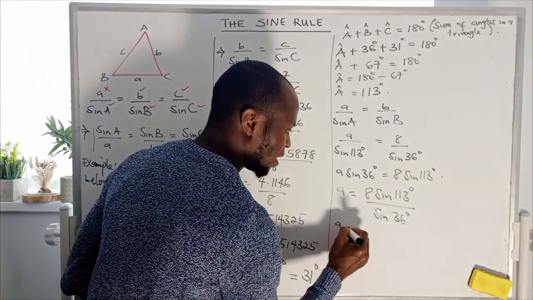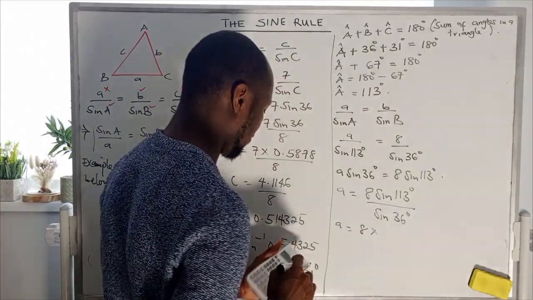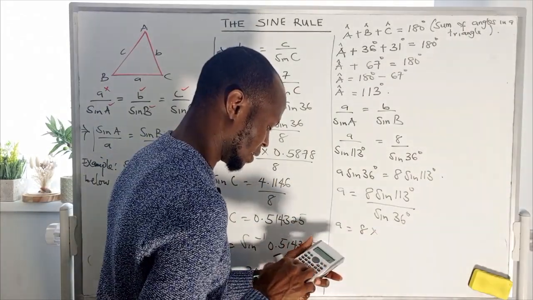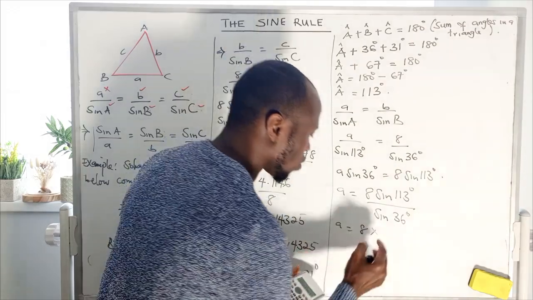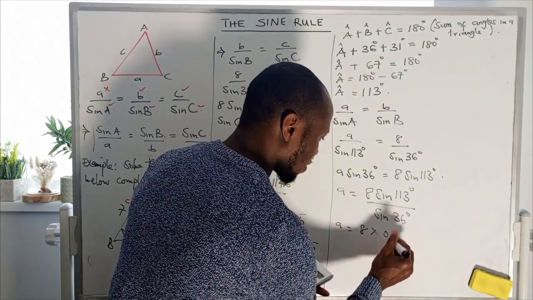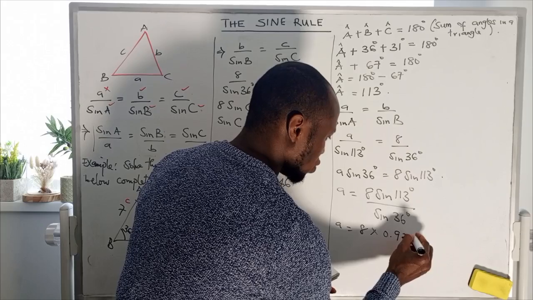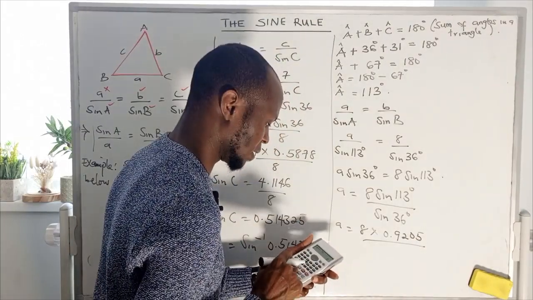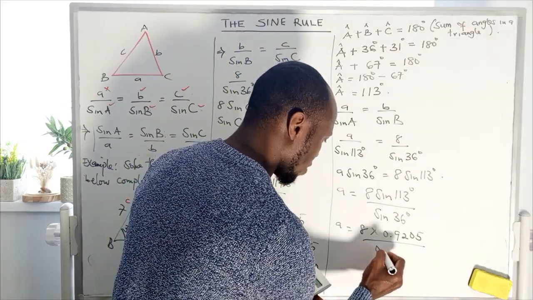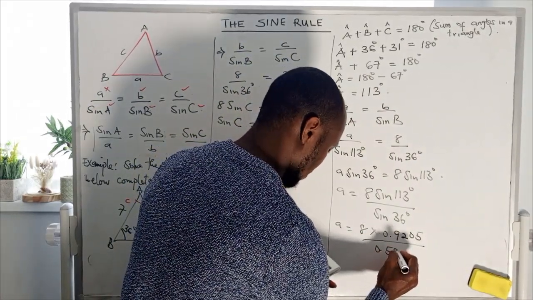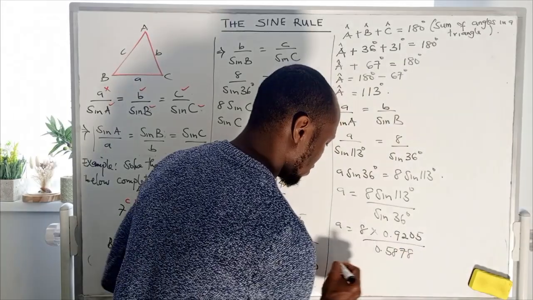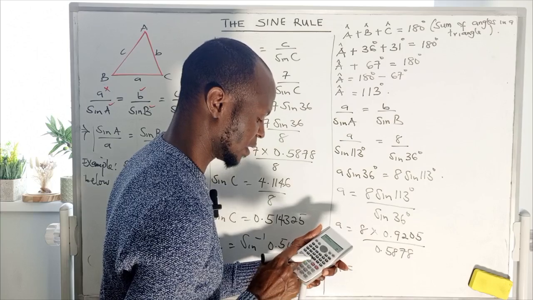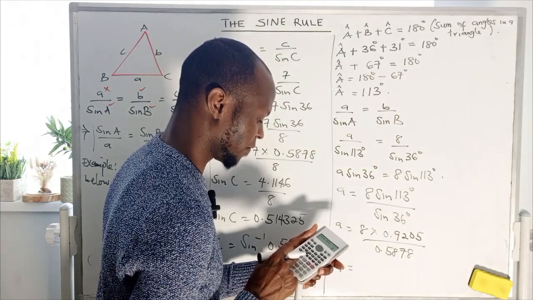So my side A equals 8 times, don't forget, sine 113 will give us 0.9205, all divided by sine 36. Sine 36 will give us 0.5878. So my side A will be equal to 8 times 0.9205.